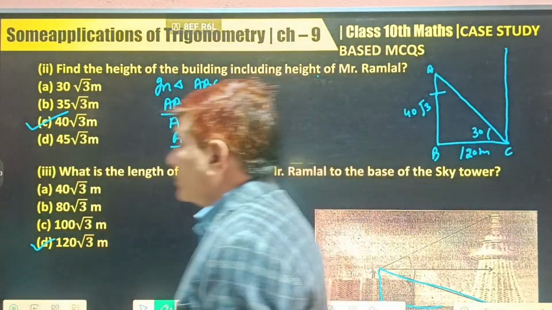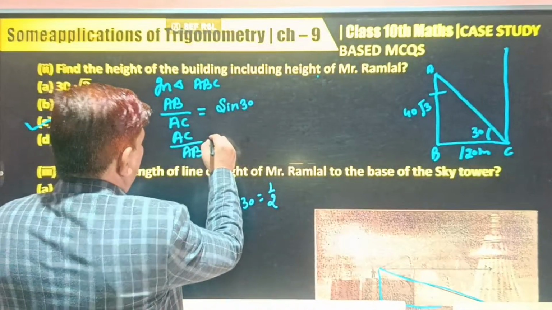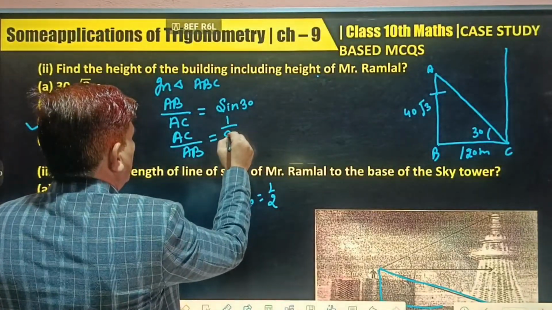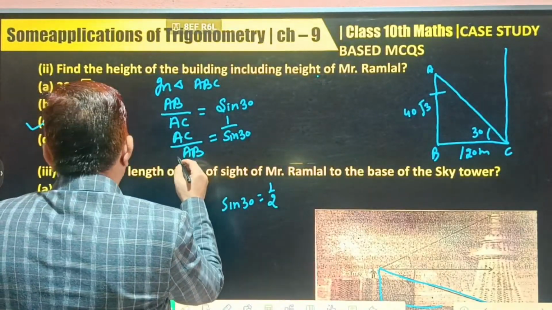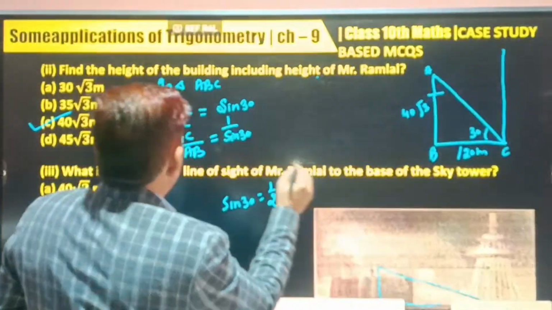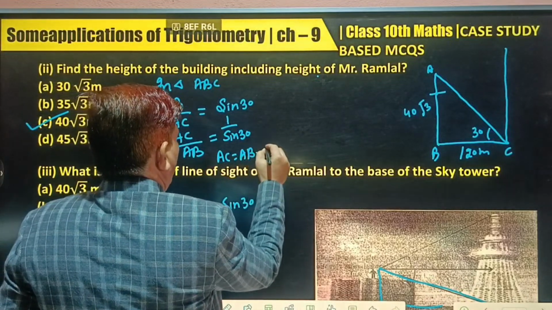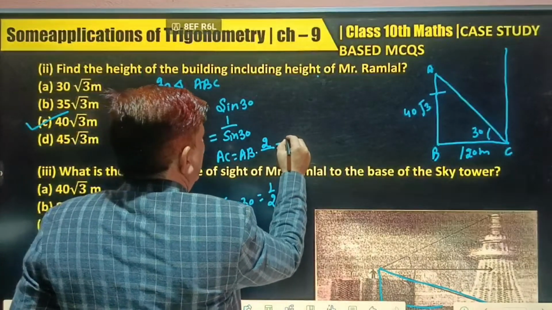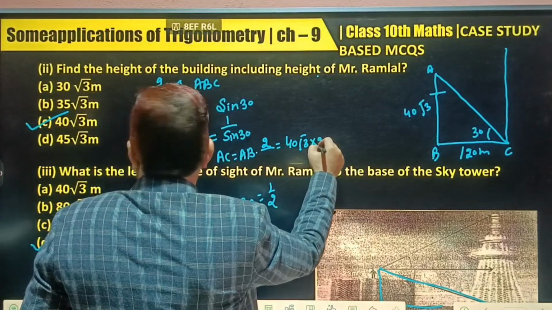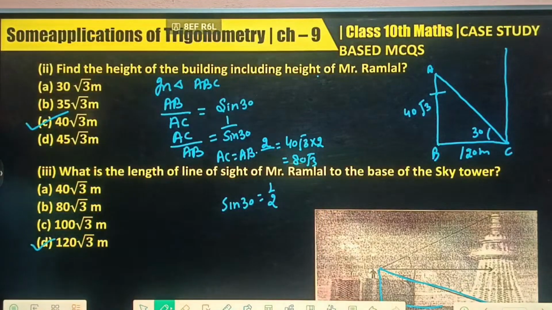Yes, look one time. AC by AB is 1 by sine 30 degree. We are talking about this question. AC we have to find out. So AC is equal to AB into sine 30, 1 by 2, the 2 coming upside. And what's your AB? 40 root 3 into 2. How much is coming? 80 root 3.